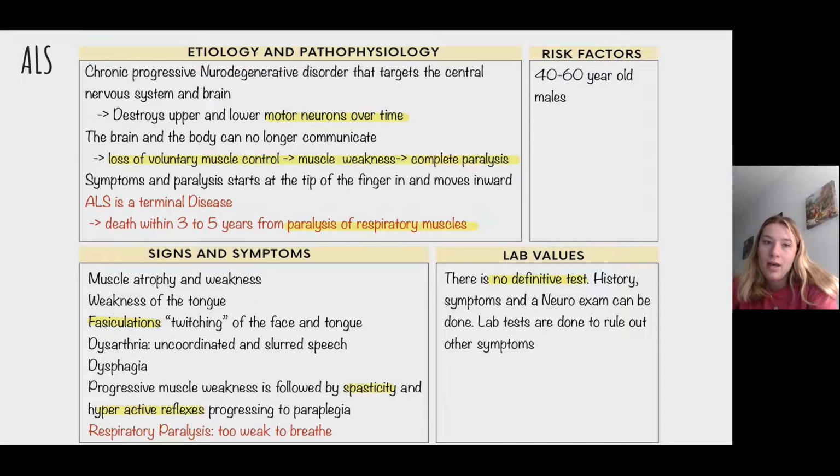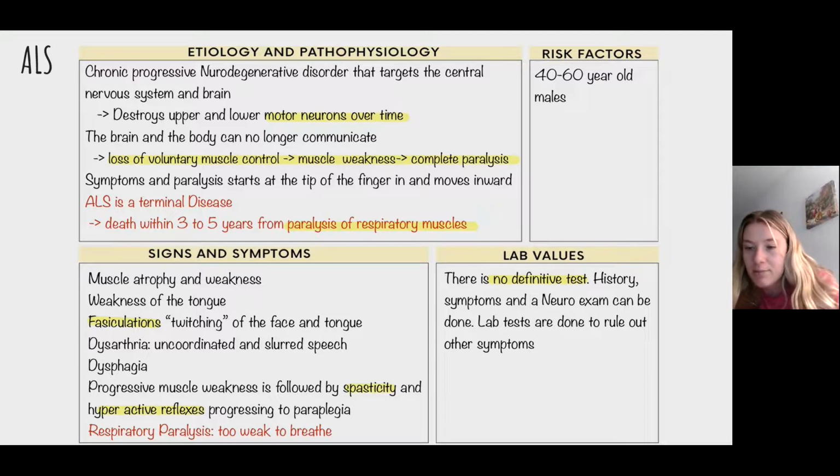Fortunately, again, we don't know the cause, but we do know that it targets the central nervous system in the brain. It really destroys the upper and lower motor neurons over time. So eventually the brain and body just can't communicate anymore. It starts out with loss of muscle control, progresses to muscle weakness, and eventually progresses to complete paralysis.